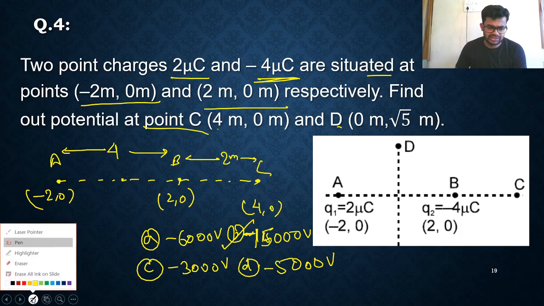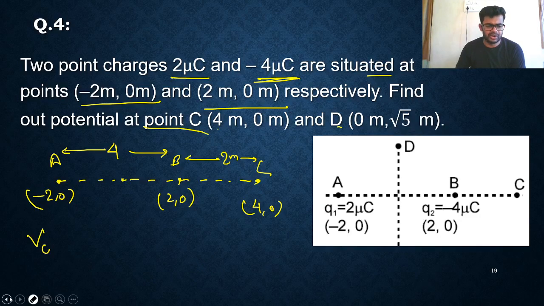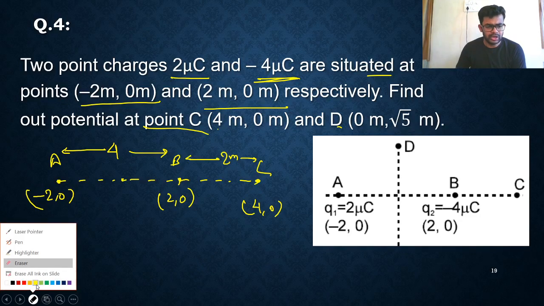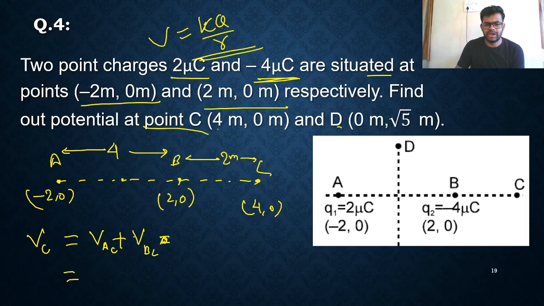So I'm going to discuss this. Listen, how to do it. Simply, due to individual charges, we'll find the potential at that point. Simple, you know. So VC will be equal to V due to A plus V due to B. So directly I am writing V due to A on C plus V due to B on C. Okay, so I'm writing the values. You know V is equal to KQ divided by R due to a point charge. So I am using this value.